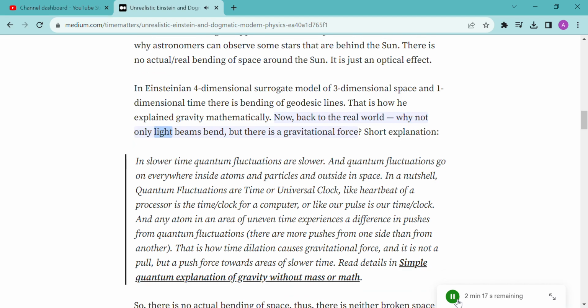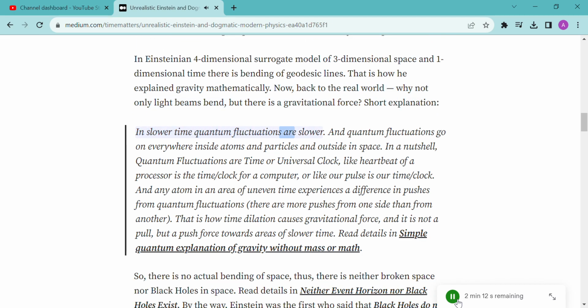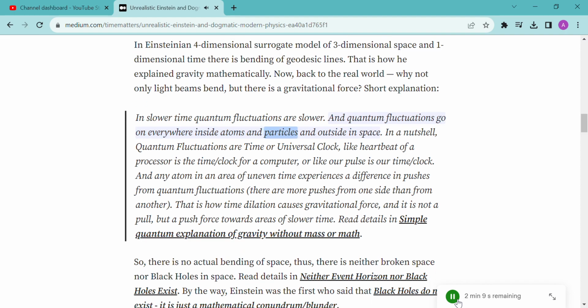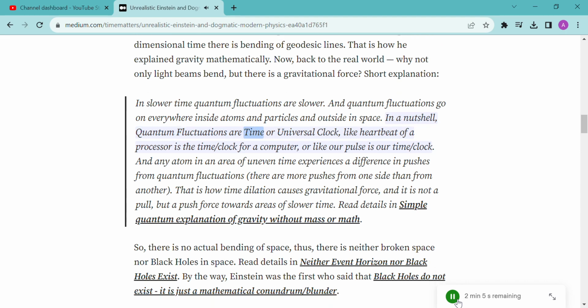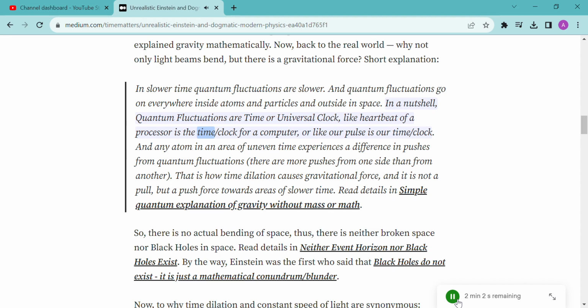Why do not only light beams bend, but there is also a gravitational force? Short explanation: in slower time, quantum fluctuations are slower. And quantum fluctuations go on everywhere, inside atoms and particles and outside in space. In a nutshell, quantum fluctuations are time, or the universal clock, like the heartbeat of a processor is the clock for a computer, or like our pulse is our clock.